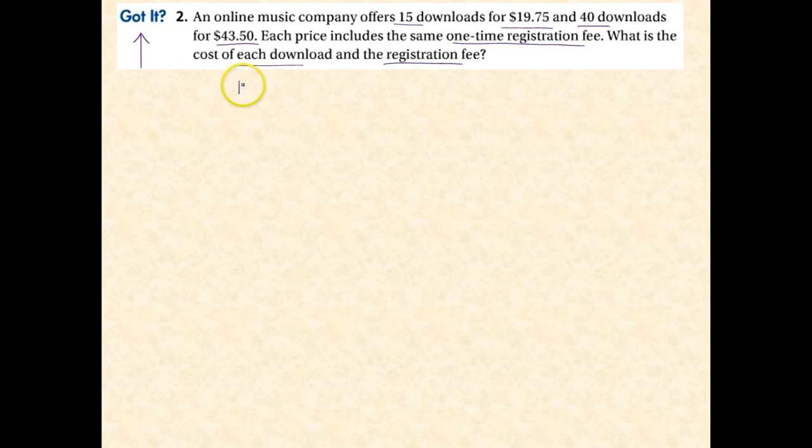Okay, so 15 times the number of downloads. I'm just going to define as I go. I'm going to say D is the number of downloads plus the registration fee equals, let's see, 15 downloads, and the registration fee was $19.75. And then the other equation is 40 downloads, so 40 times D plus the one-time fee equals $43.50.